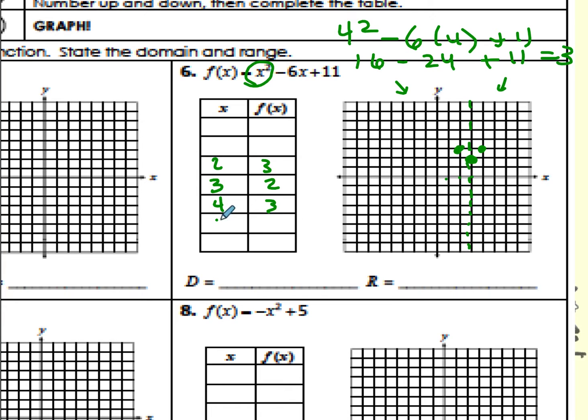So if I plug in some more points, like 5 and 1 for my x's, then what I should get is 6 for each of those.